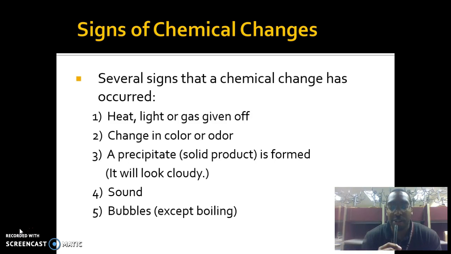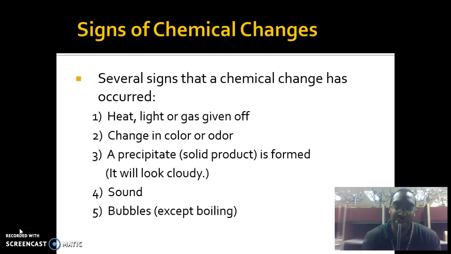Okay, just take note of some of these signs of chemical changes. We've seen a lot of these in some of the experiments that we've done. Heat and light or gas has been given off. We've seen both of those in the reactivity lab and the flame test lab. A change in color or a change in odor. We saw at least a change in color during the flame test lab. A precipitate, or a solid product, is formed and gives you a cloudy look. We haven't yet done that, but we will be doing something to that effect during this unit.